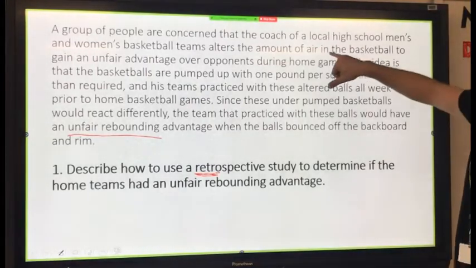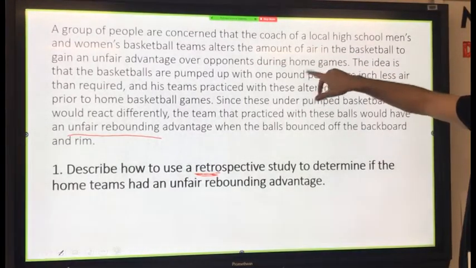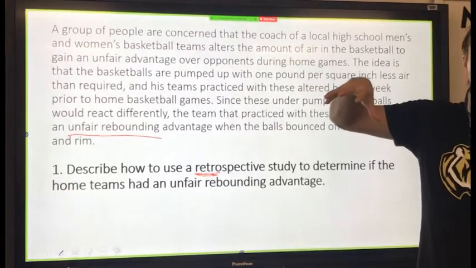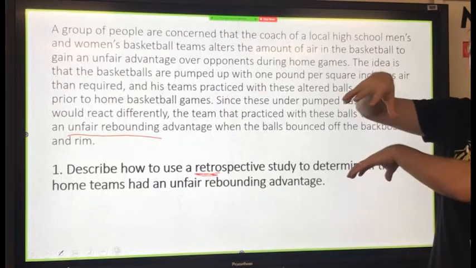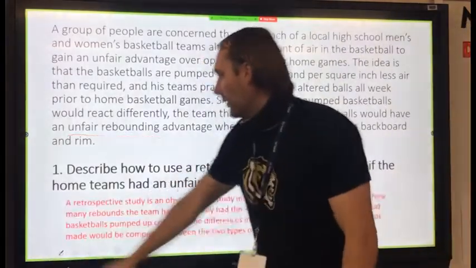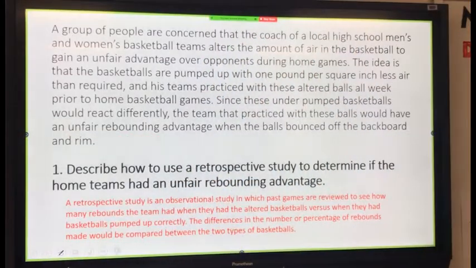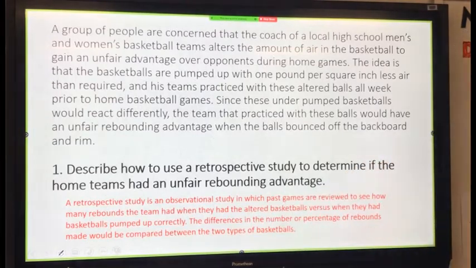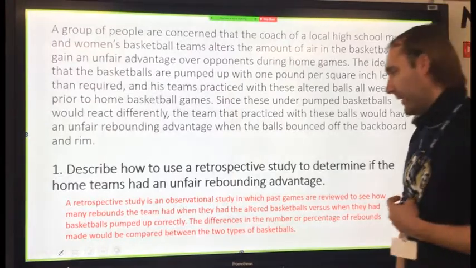Also note that this was only for what? Home games. So we can look at away games and see if there was a difference in rebounding compared to home games, right? So, a retrospective study is an observational study in which past games are reviewed to see how many rebounds a team had when they had the altered basketballs versus when they had basketballs that are pumped correctly. So you can actually look at home games versus away games. The differences in the percentage of rebounds made will be compared between the two types of basketballs.